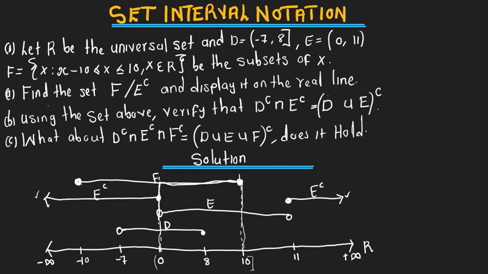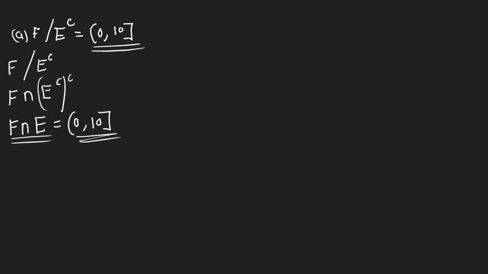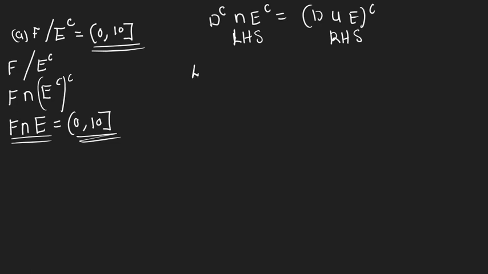The second question is saying, using the set above, verify that D complement intersection E complement is the same as D union E, complement. So we are going to say this is going to be our left hand side and this is going to be our right hand side. There are two ways of solving this and we use De Morgan's law. So let's start with the left hand side.